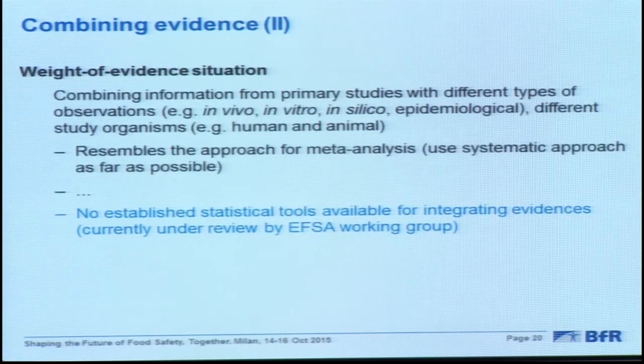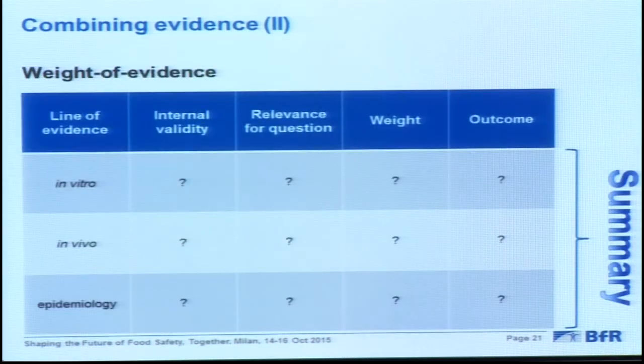This is quite different from the weight of evidence situation, because here we are dealing with primary studies with different type of observations, in vivo, in vitro, in silico, epidemiological studies. And the approach resembles a meta-analysis approach, but we do not have established guidelines how to combine the evidences. And this is work that we need to do.